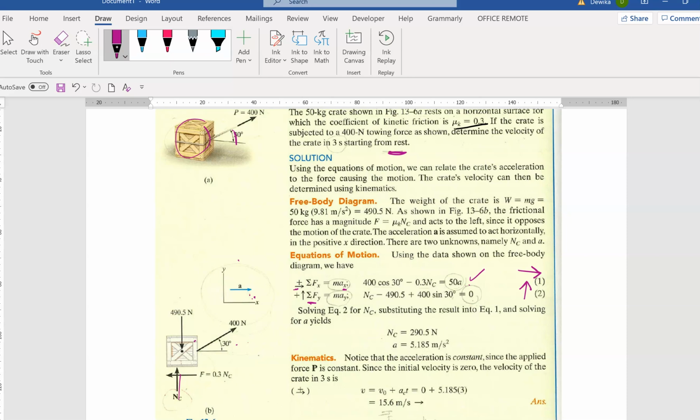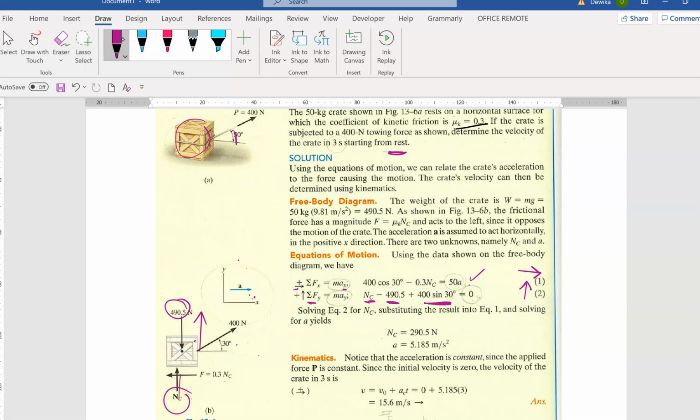Next, you look at y. So what do you have here? We have NC, and we have this force that can be resolved into the y direction, and then we have this 490.5 pointing down, negative, NC pointing up, positive, and 400 sin 30. This component is equivalent to 0. Now why is this equivalent to 0? In this free body diagram, they have only defined that the acceleration is pointing to the right, positive x direction. There's no movement in the y direction. Therefore, this has been taken as 0.